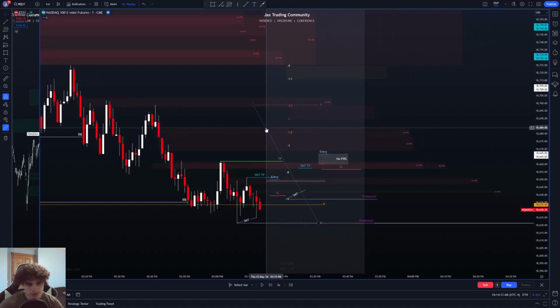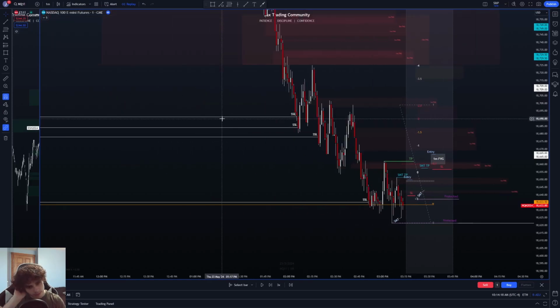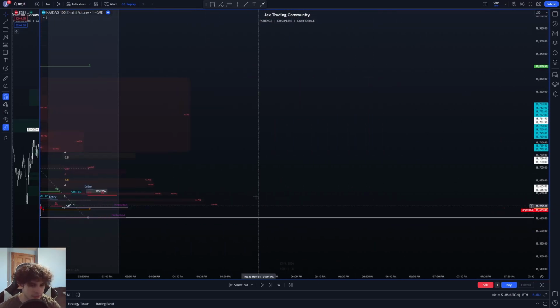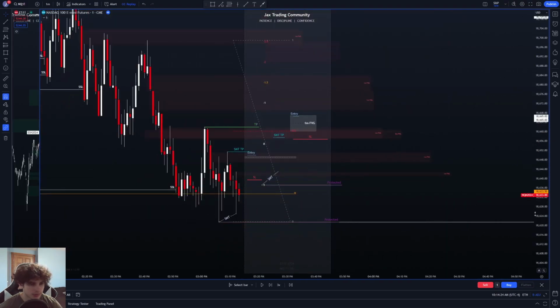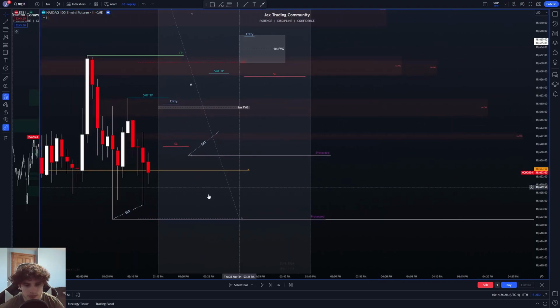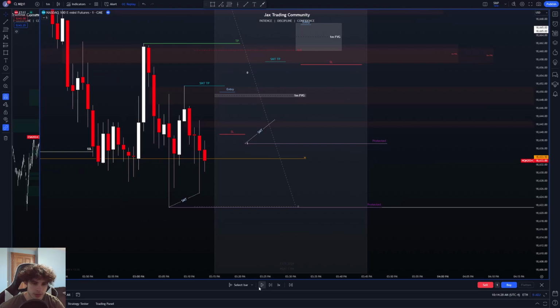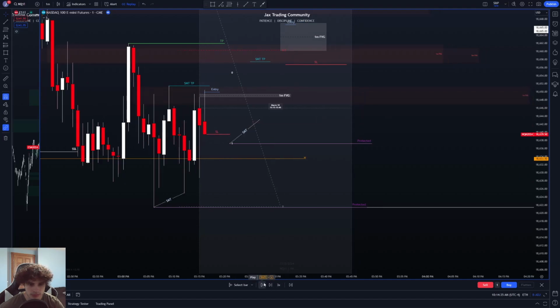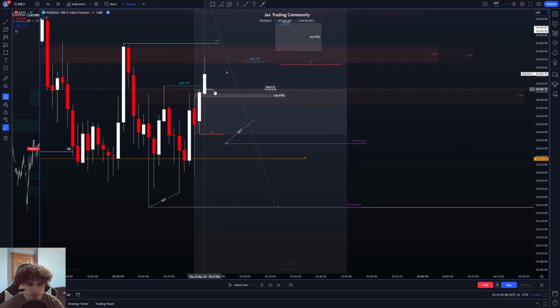So right here, now that we're entering this macro, this is 3:15, 3:45 macro. This is a really, really nice macro. If we've had a massive move like this, the macro could actually be pretty useful. So we have this SMT right here. There's displacement up. If we were to create a fair value gap in here to target this high, I would take it. But we don't. We just take this high.